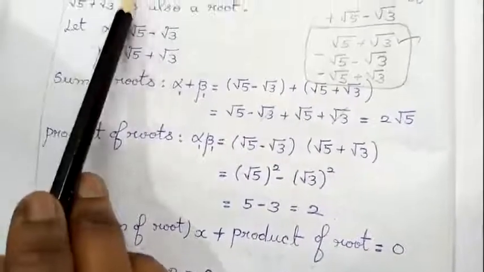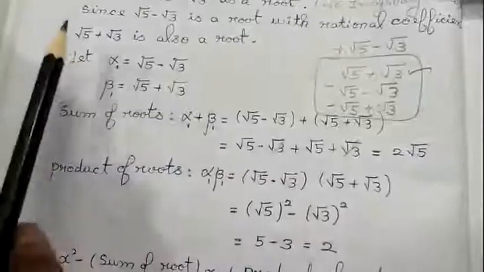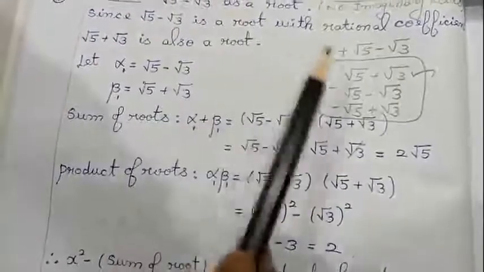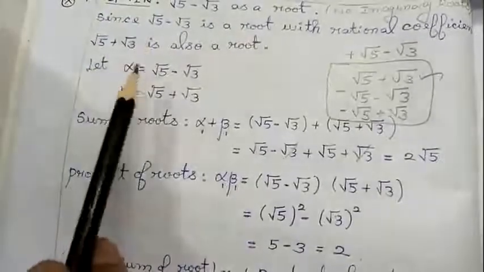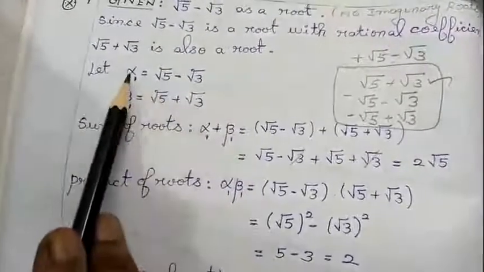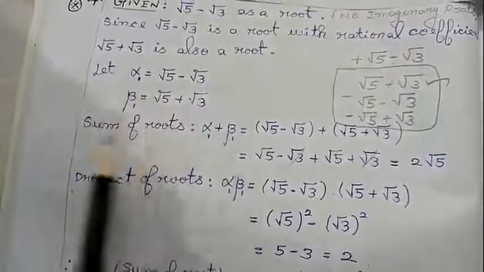Since root 5 minus root 3 is a root with a rational coefficient, I am taking the first one, that is root 5 plus root 3, is also a root. You can take anything according to your convenience. You can take any 3 combinations. I am going to write it as alpha 1 and beta 1. For our understanding, I am just taking it as alpha 1, beta 1, or you can take it as alpha 1 and alpha 2. It is according to your wish.